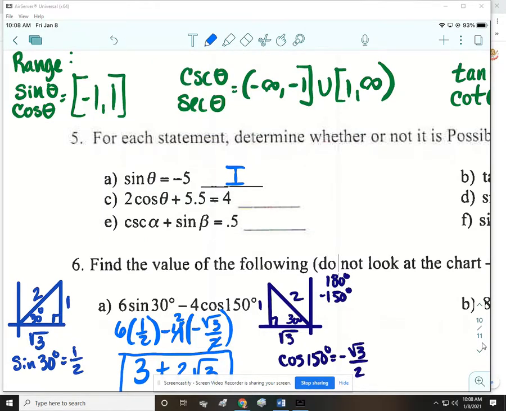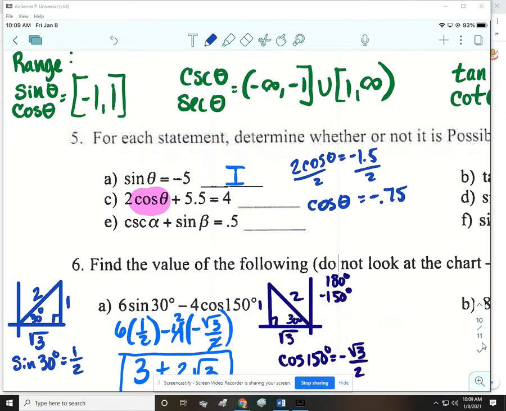All right, C is a little less straightforward. So we're going to do something that I don't think you guys have ever done, and we're going to kind of solve a trigonometric equation. So we want to solve this trigonometric equation for the cosine of theta. So the first thing we would do is subtract that 5.5, and we would get -1.5, and then we would divide by 2. So -1.5 divided by 2 is -0.75.